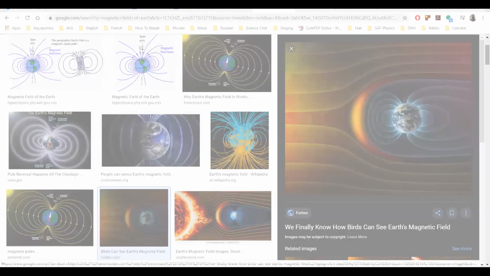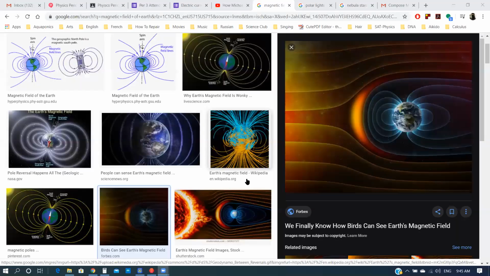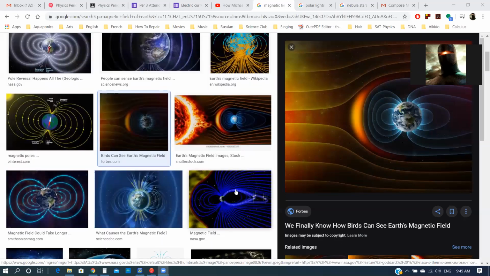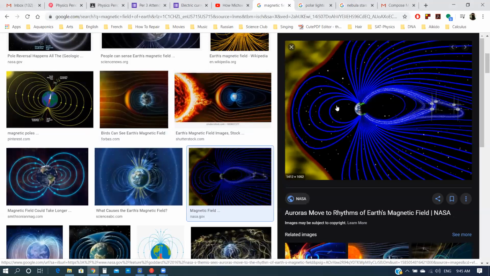And when we visualize it, we see that our field will be distorted. It looks somewhat like this. There's a bow. This is due to the pressure of the solar wind onto the magnetic field. So the magnetic field of the sun is pushing onto the magnetic field of Earth, creating this shape. And behind the Earth, like here, this will be the day side. You're facing the sun. And on the night side, the field will be more stretched out.